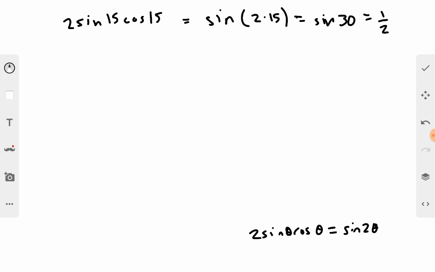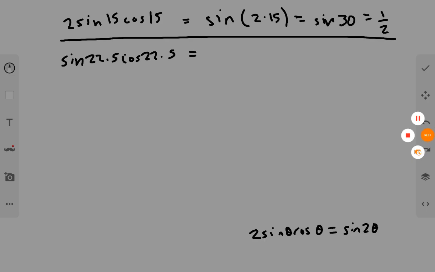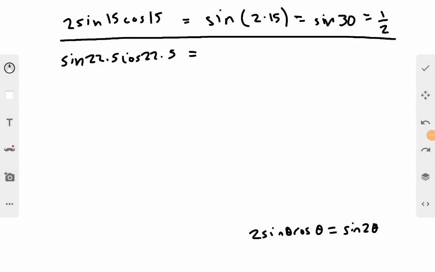Now it could be slightly different. Let's say that we had sine of 22.5, cosine of 22.5. And you think, okay, sine times cosine, oh, I'm going to mess up there. Let me fix that. Okay, C for cosine. Okay, so sine times cosine, again, we think of the same formula. We don't have the 2 out front, but if we double that angle, 22.5 times 2 is 45. That's something that we know.